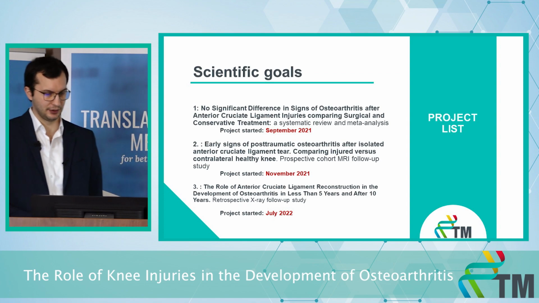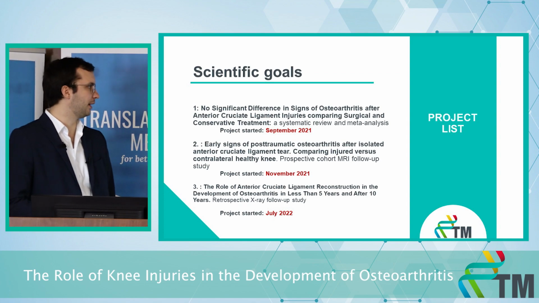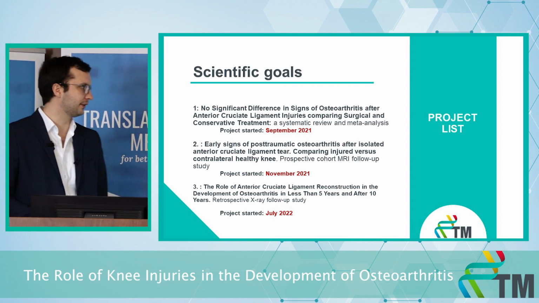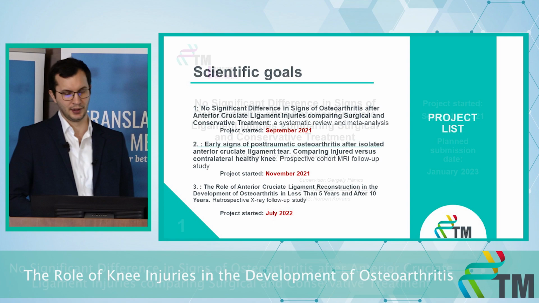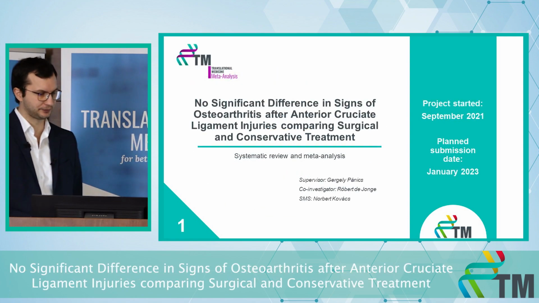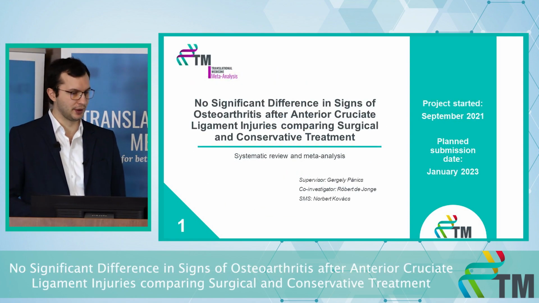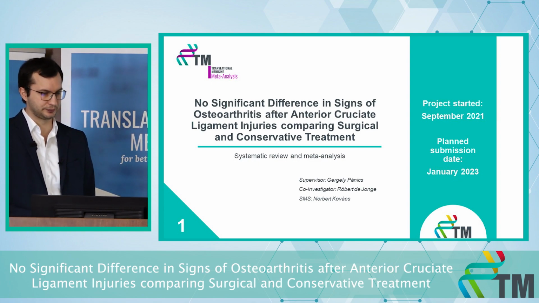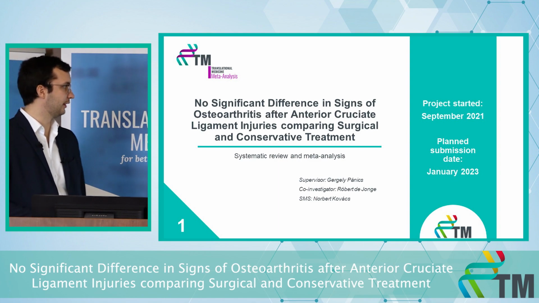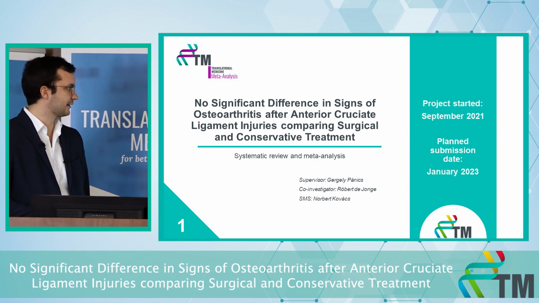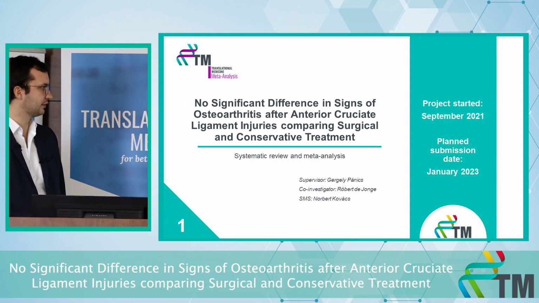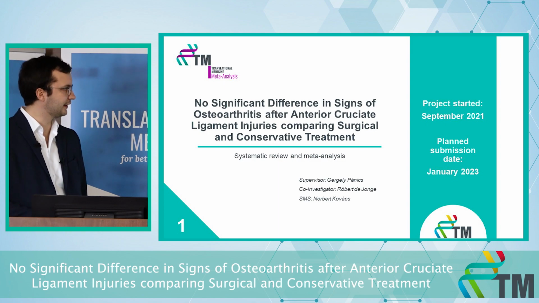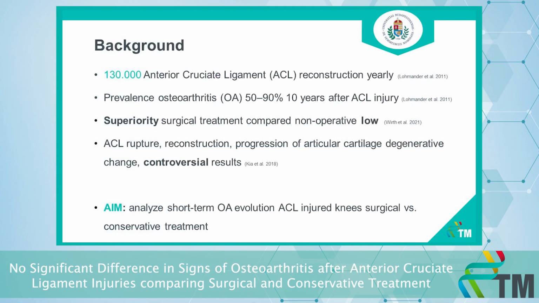Here you can see my three projects. In all of my projects, we are investigating ACL injuries and the development of post-traumatic osteoarthritis. My first project was a meta-analysis, and we were about to see the changes of the osteoarthritis signs after ACL injuries. We compared two treatment types, the ACL reconstruction and the conservative treatment.